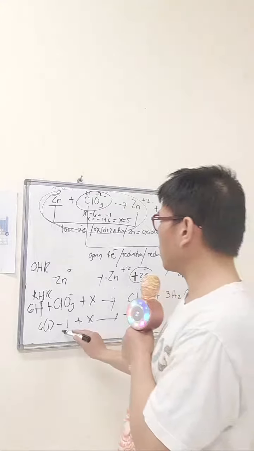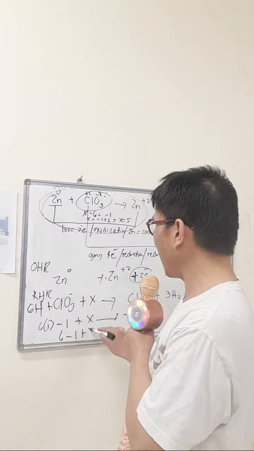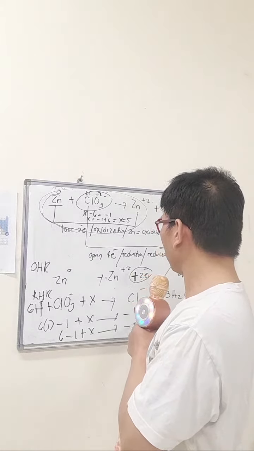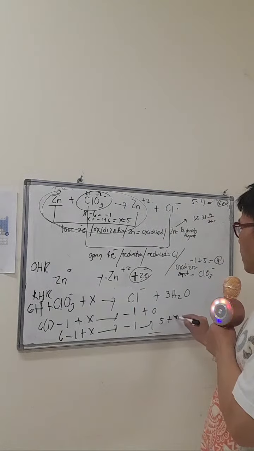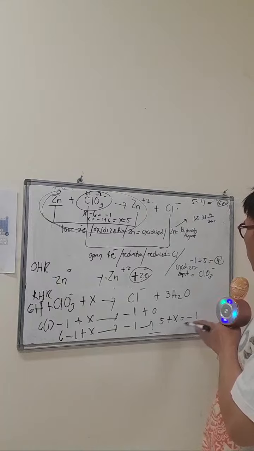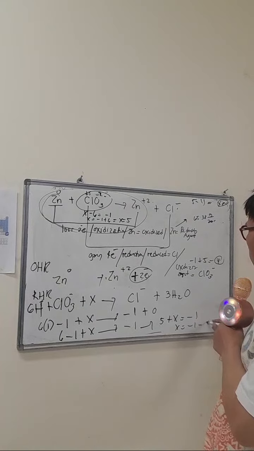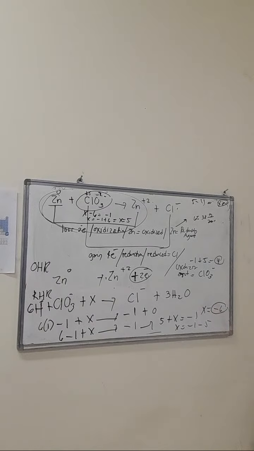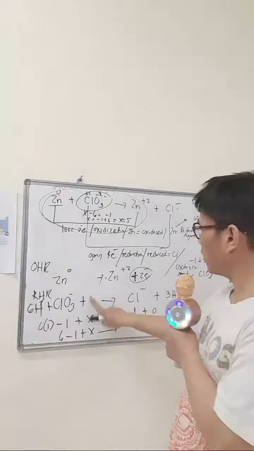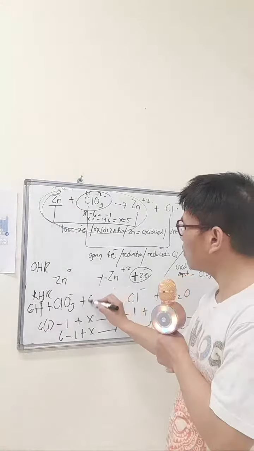So 6 minus 1 plus X is equal to negative 1. Then 5 plus X is equal to negative 1. Then X is equal to negative 1 minus 5, which is negative 6. See? Always negative. Negative 6 means 6 electrons. Then erase the X and put the 6 electrons.